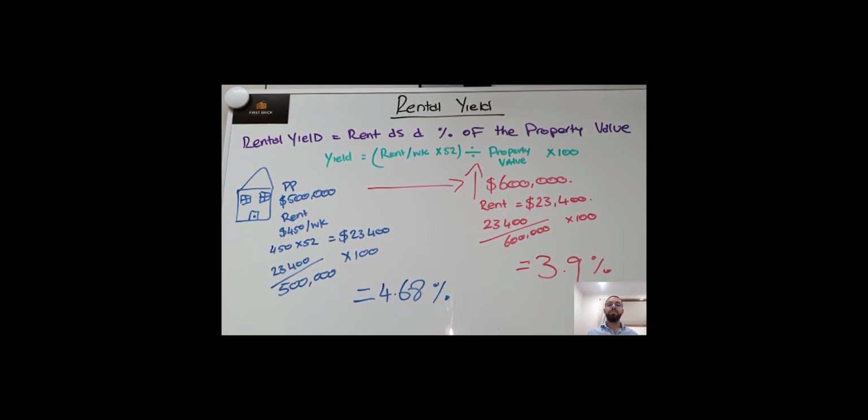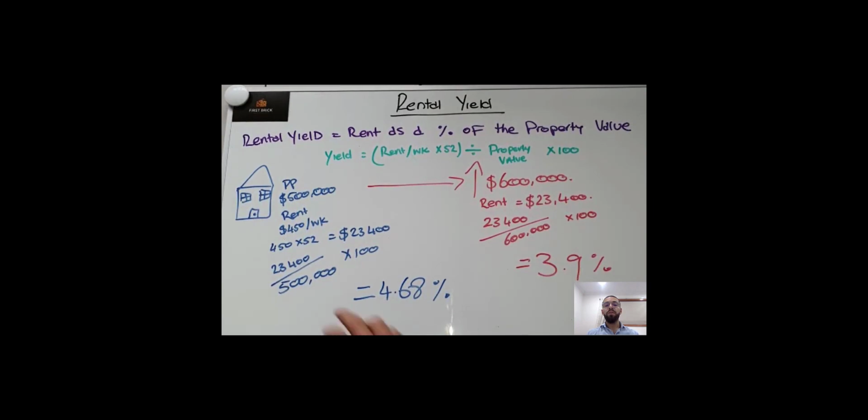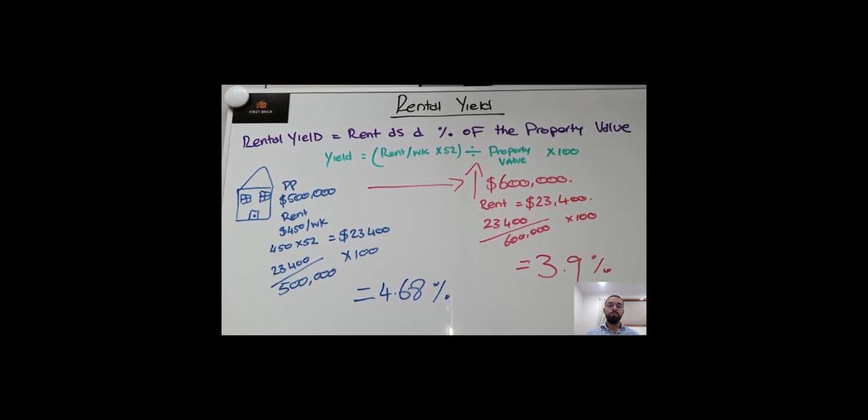Keep note that this is just a gross rental yield calculation. If you want to do a net rental yield, what you would need to do is calculate all your expenses, add them together, and then remove them from your annual rent. So you remove it from your $23,400 in this case, and then you'll proceed with the new number as per normal, and you'll get a new net yield percentage, which will be the net rental yield, which can be a bit more accurate for cash flow and return on investment.